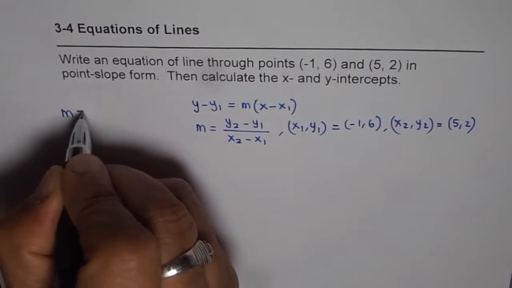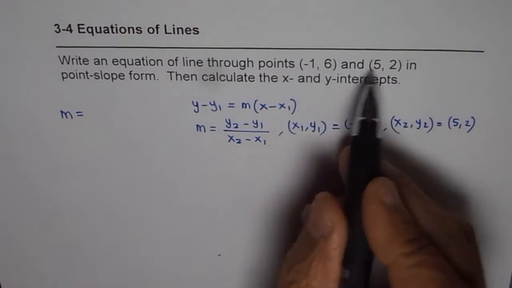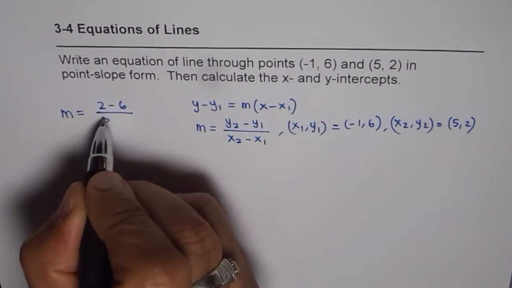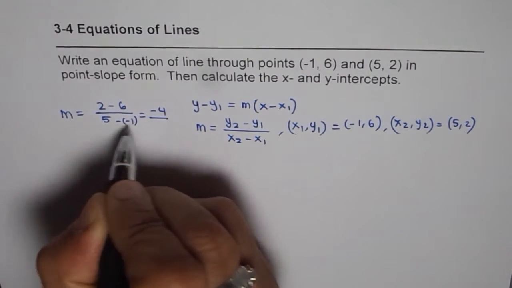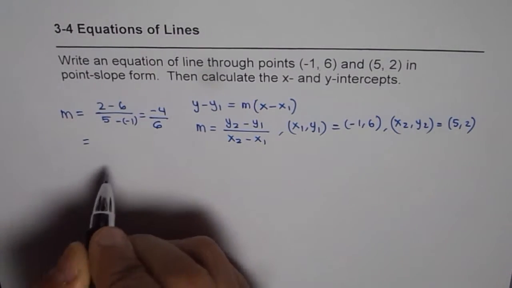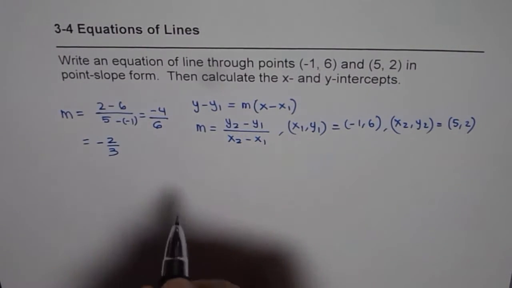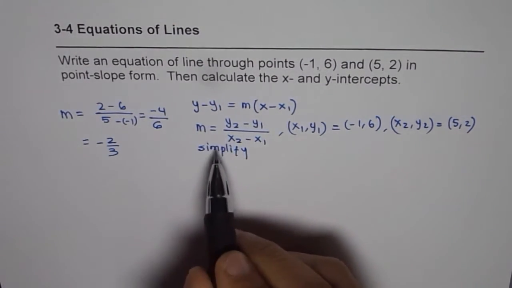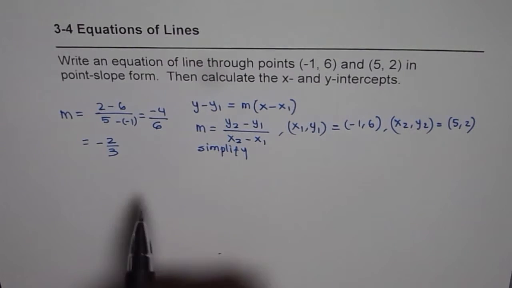So the slope of the line which goes through these 2 points should be 2 minus 6, the change in y values, over the change in x values, which is 5 minus minus 1, right? 2 minus 6 is -4, and 5 minus minus 1 is 6. So we can write this in simplified form. Let's simplify it. So we can write this as -2 over 3. It's kind of important to reason out each step in geometry, so that is why I'm writing these reasons on the side also.